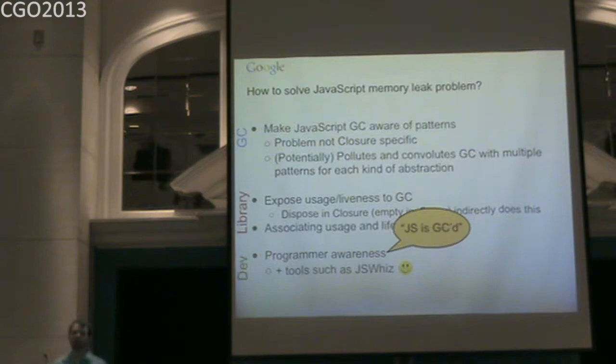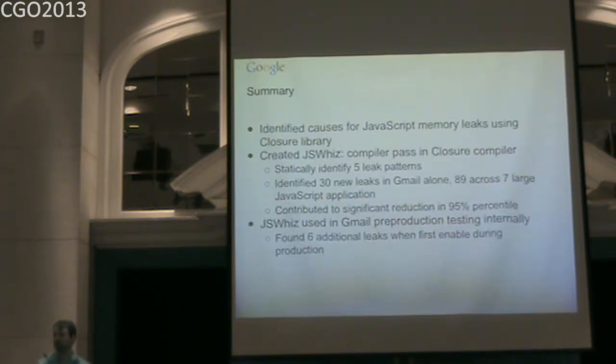JavaScript is a garbage collected language. You cannot have memory leaks. And I think it's one of those cases where, yes, when you close the tab, your memory is reclaimed, but that's not sufficient. Memory bloat is a problem. And I think program awareness and tools such as JSWhiz will be really important in actually fixing some of these memory leak problems. So, in summary, we identified causes for JavaScript memory leaks using the closure library.